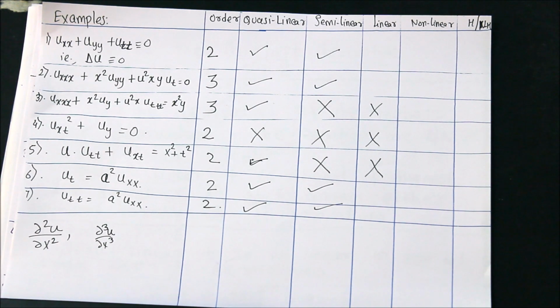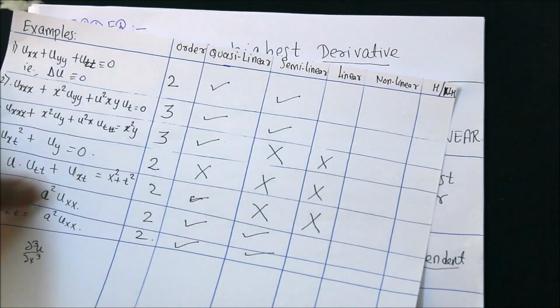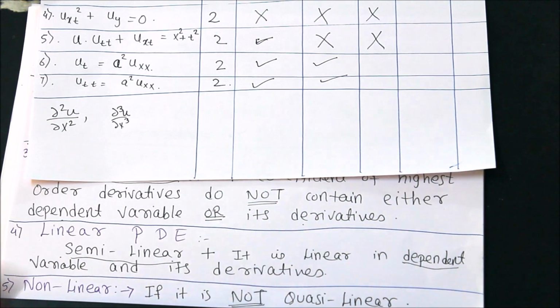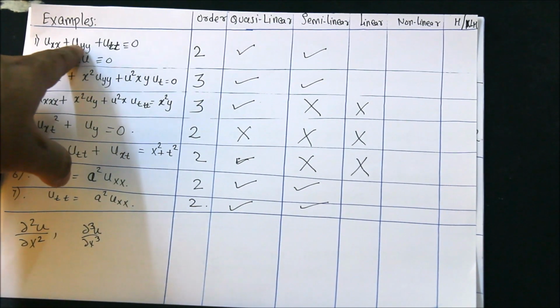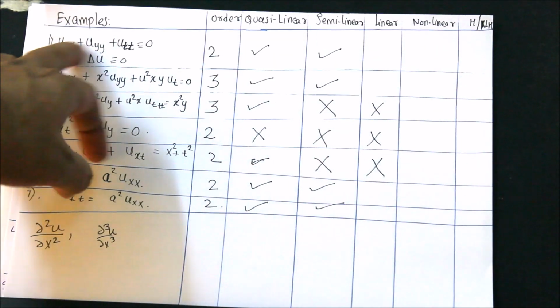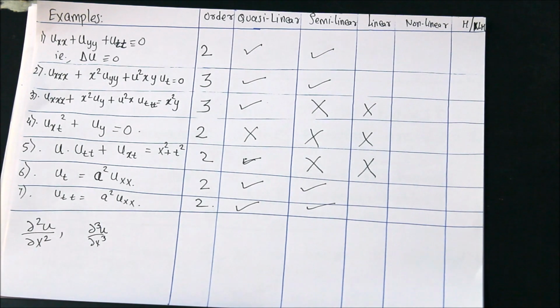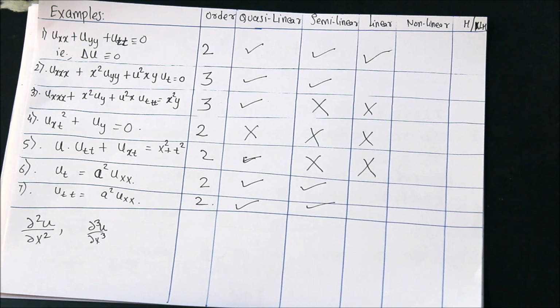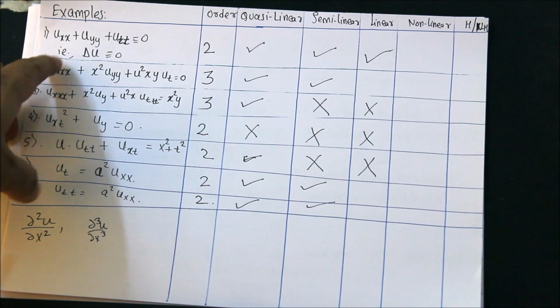So now let's go for the first one. It's semi-linear, yes. Plus, one more thing we want: that it is linear in the dependent variable and its derivatives. We have the derivatives over here and all of them have degree 1. So it has to be linear, that means degree 1. Therefore this is an example of a linear PDE. If you go for the second one, it has to be semi-linear. Yes, it is semi-linear, plus the dependent variable and its derivative should have degree 1. Okay, the derivative has degree 1.